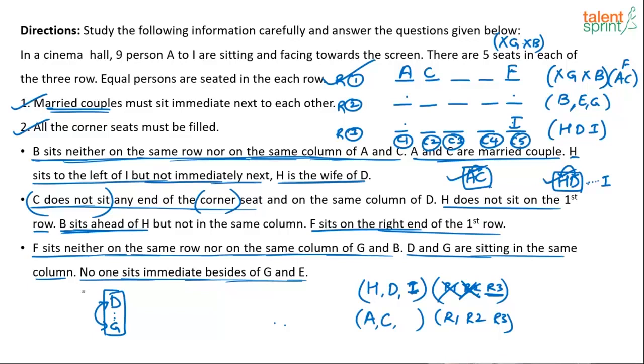What else do we know? B sits neither in the same row nor in the same column of A and C. So B cannot come in these 2 positions. Meaning B cannot come in column 1 or column 2. B should come either column 3, column 4 or column 5. We also know that B does not come in column 5. You're able to follow. B cannot come in column 1 since it is occupied by A. B cannot come in column 2 since it's occupied by C. And B does not come in column 5 as well. We already noted that. So B either comes here or here in one of these 2.